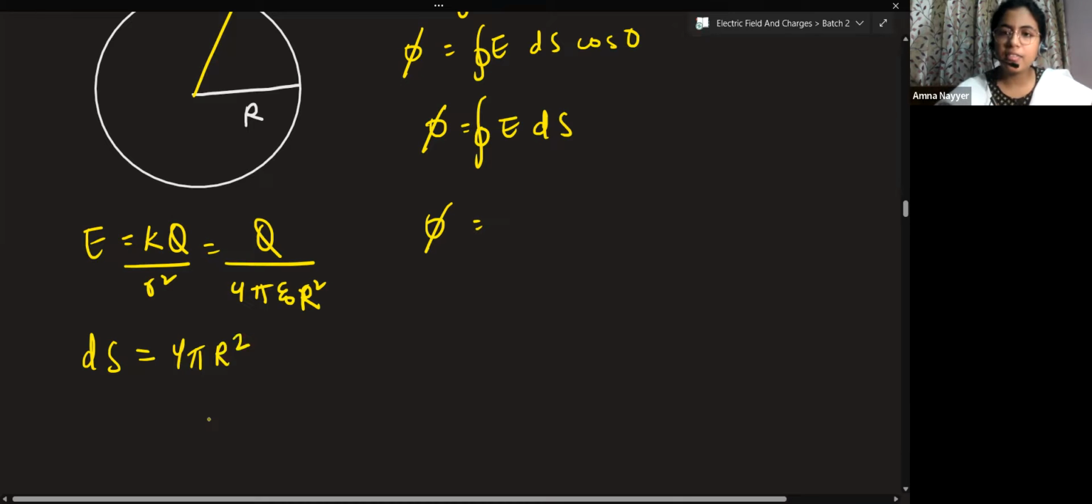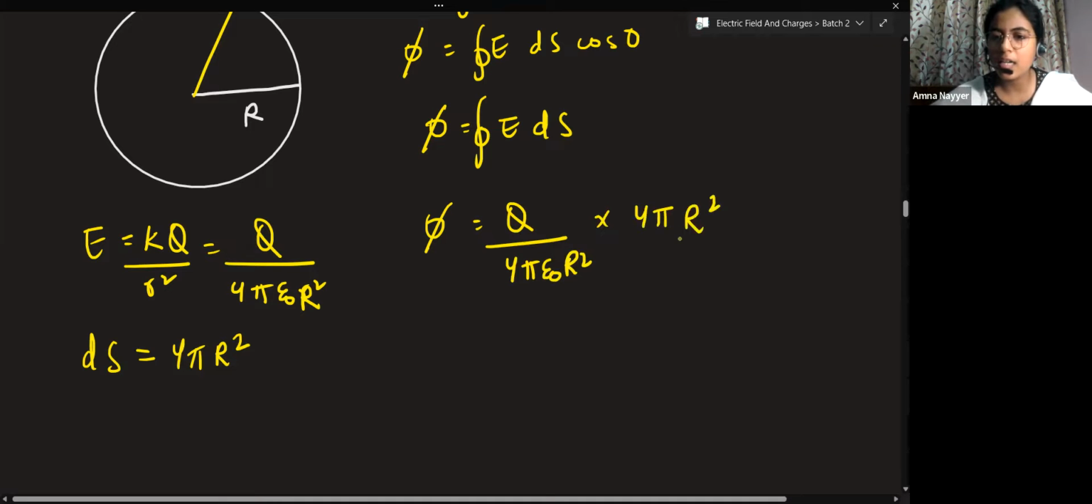We have electric field with us. We have surface area with us. We just need to multiply both of them. So electric field is what? Q by 4 pi epsilon naught r square. Now I'm multiplying it with the surface area, that is 4 pi capital R square. So r square gets cancelled. 4 pi gets cancelled. What are we left with? Q divided by epsilon naught.